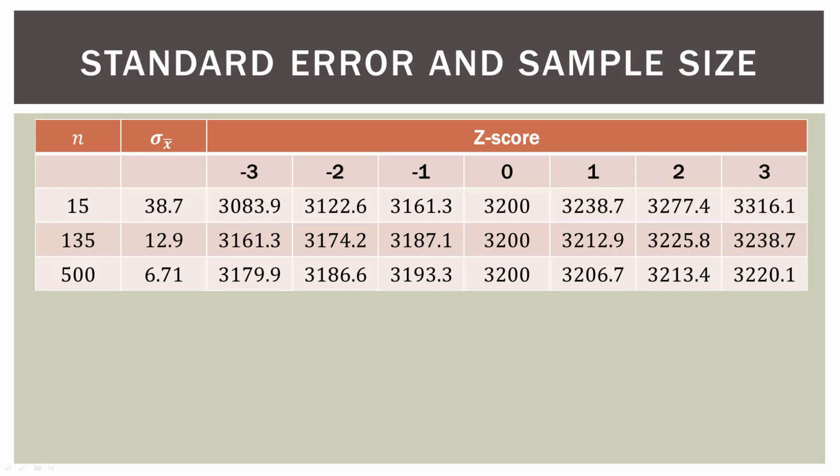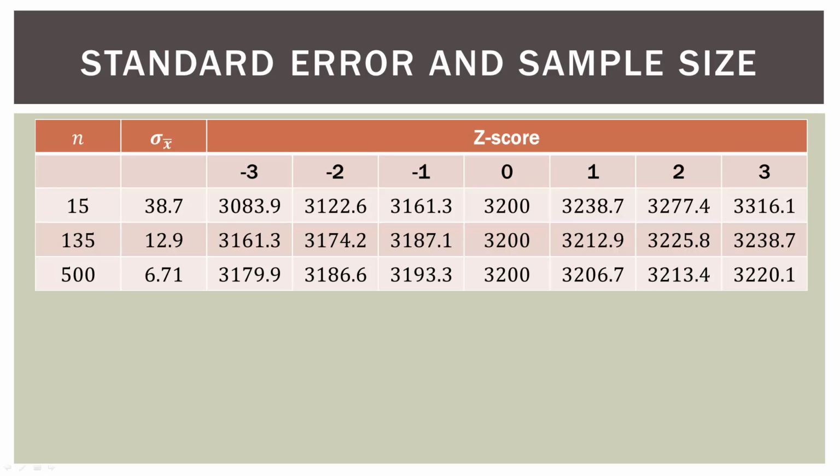So you just take a quick look. Look at -3 standard deviations from the mean. For a sample size of 15, it was 3,083.9. For a larger sample size, it was 3,167.3. What's happening here? Is it moving closer to the mean, or is it moving further away from the mean? Well, it's moving closer, because 3,167.3 is closer to 3,200 than 3,083.9. Now look at the one below that.